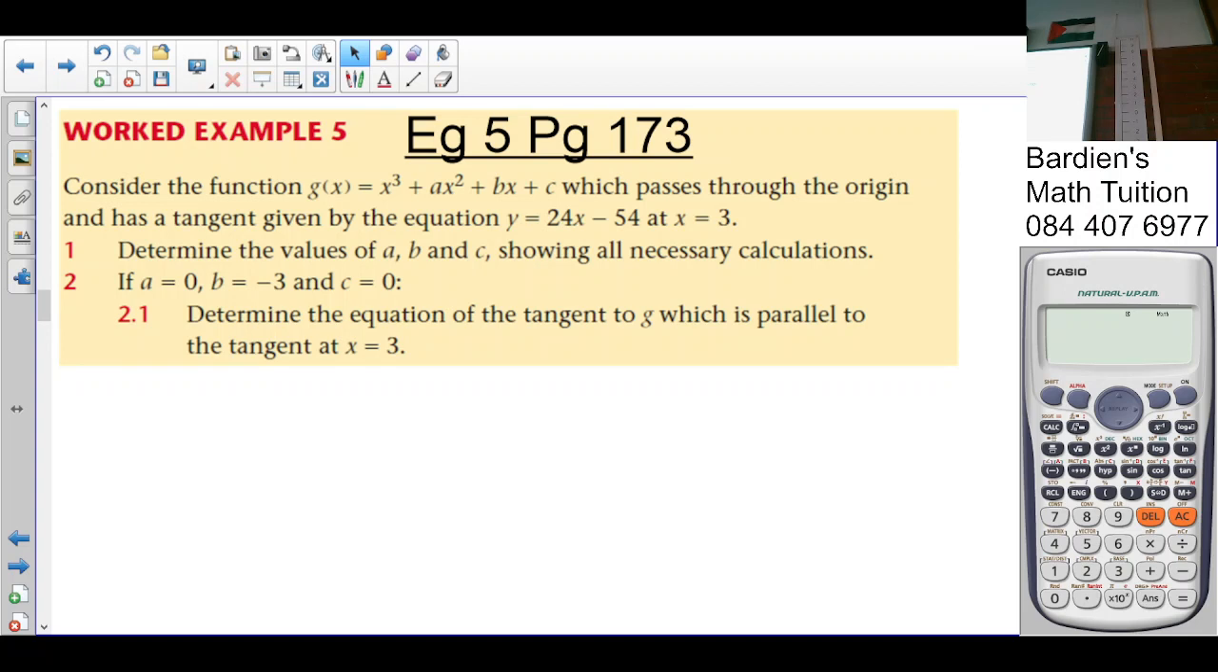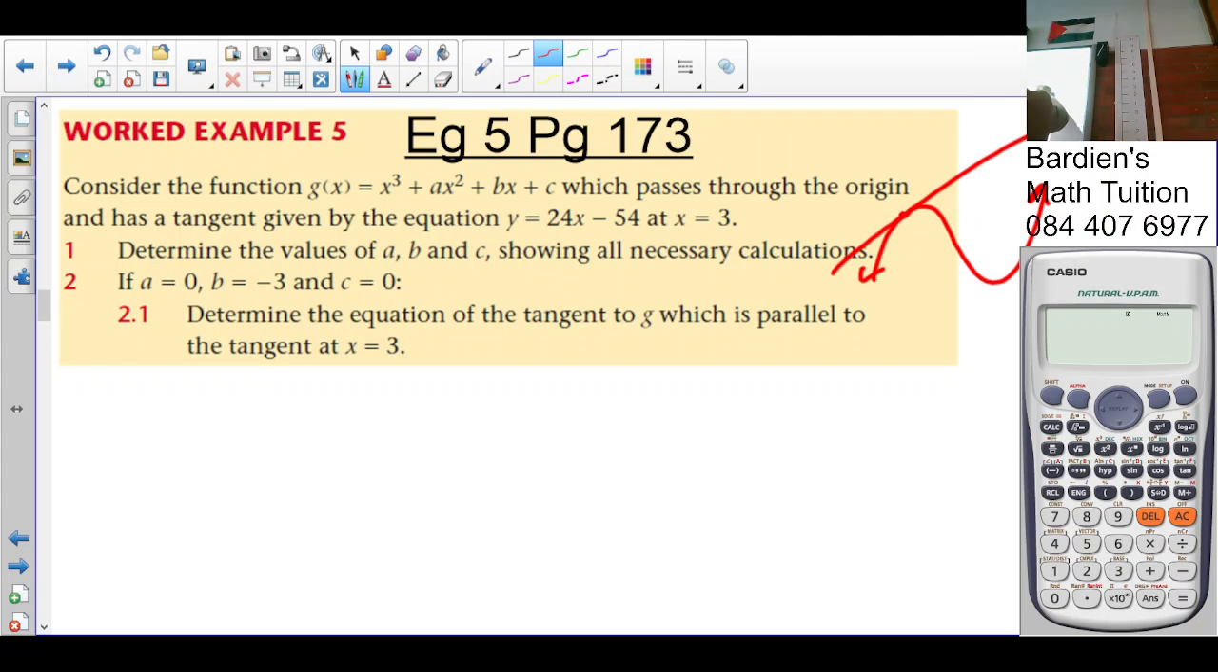So what I normally do is, I just draw this to give me an idea what's happening. That is positive, so the graph is up. It's a positive gradient, so the graph is going to look something like that. So the equation of this line is y is equal to 24x minus 54, and this is your g of x graph. We are told that it's going through the origin.